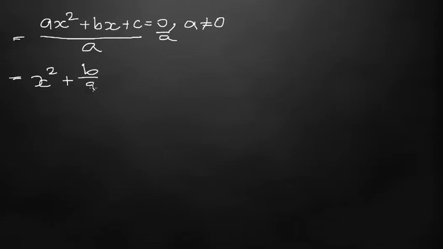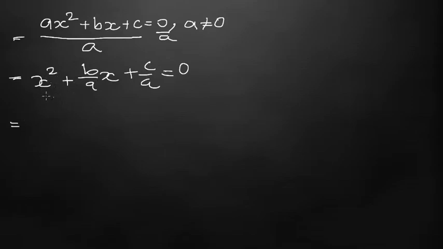Alright, so what I want to do is divide everything by a. I'm going to divide all of this quadratic standard form by a. If you divide ax squared by a, you're just going to get x squared, because the a's cancel each other, and then bx divided by a is just going to be b over a times x, and c divided by a is just going to be c over a, and then 0 divided by a is just going to be 0. So we got up to here so far.